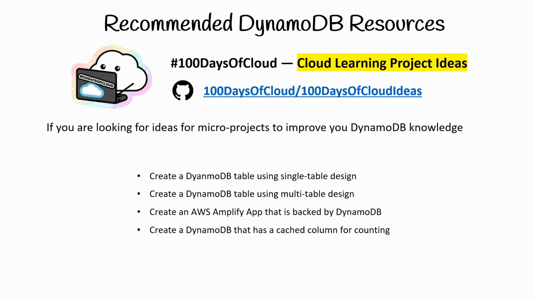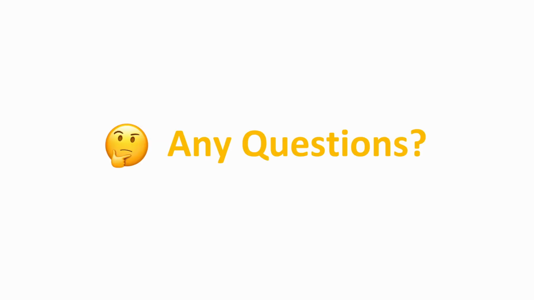If you're just looking for some challenges, let's say you're trying to learn and you want to work with a community of like-minded people, you're new to cloud, you can go check out 100 Days of Cloud. We have a repo called 100 Days of Cloud, 100 Cloud Ideas. These are just micro projects to get you thinking about what you could do. We have one on designing a single table, multi-table, using DynamoDB with Amplify, and creating a DynamoDB that has a cache column for counting. So hopefully I've left you thinking about how you can use DynamoDB, and it's a little bit less scary with AWS Amplify. We'll just move on to questions now.